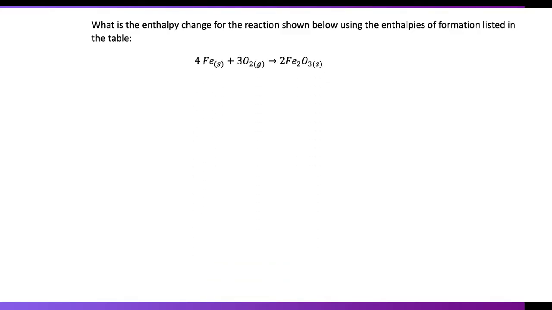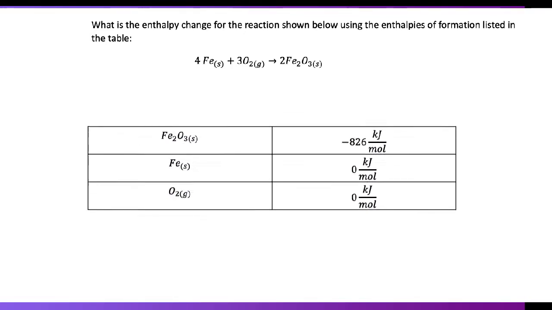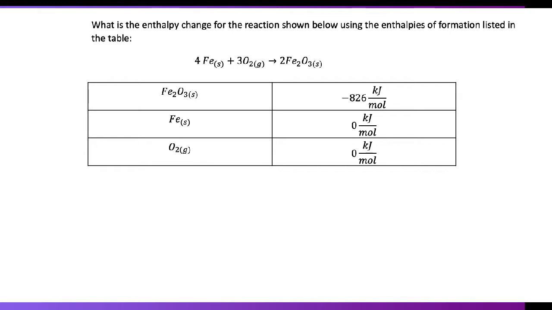Now let's try another one. What is the enthalpy change for the reaction shown below using the enthalpies of formation listed in the table? So this is our equation, and all the values of enthalpies are found here on the table. Try to observe the values in the table. The only value that is non-zero here is the ferric oxide. The enthalpy of formation of both iron and oxygen are 0 because both of them are in their elemental state.